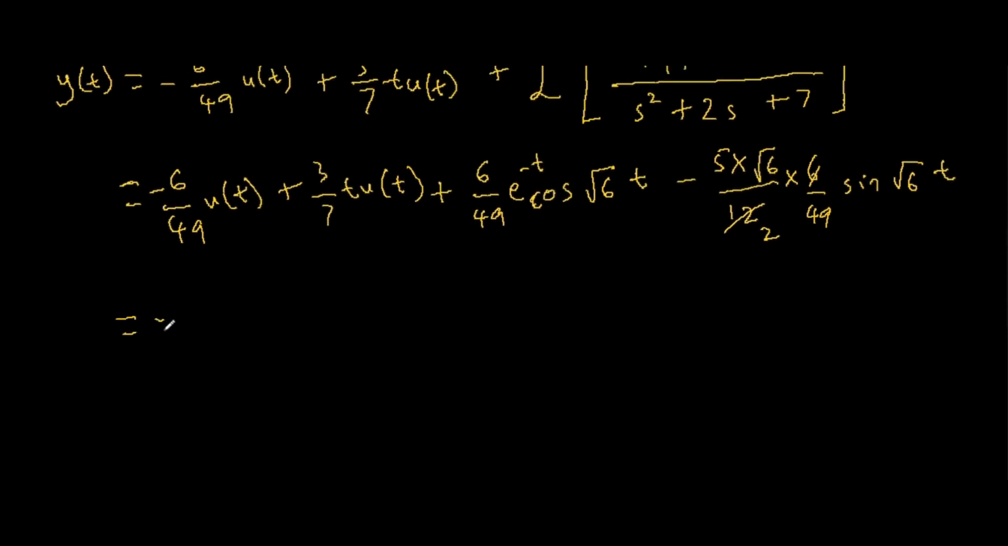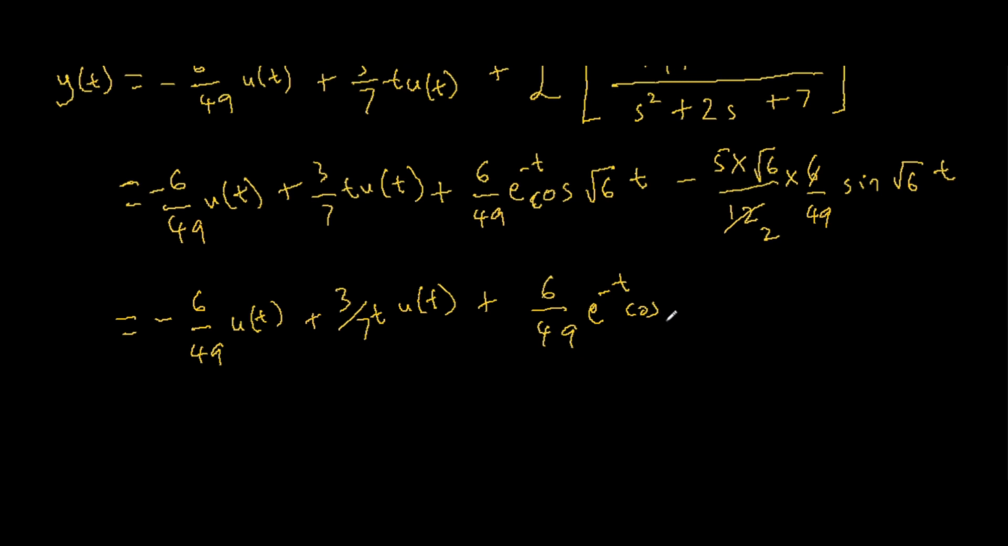So we have minus 6 over 49 u of t, plus 3 over 7 t u of t, plus 6 over 49 e to the power of negative t cosine of root 6t, and minus 5 root 6 over 98, I believe that is 2 times 49, 98, sine root 6 of t. And this is our inverse Laplace transform of our original expression. Finally, we have a solution to this.